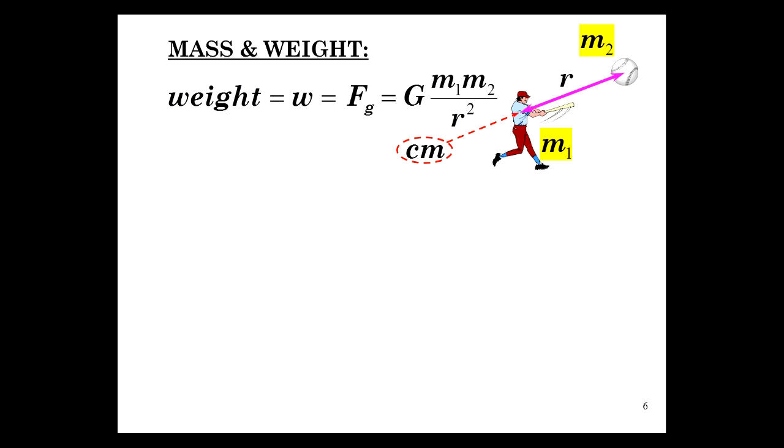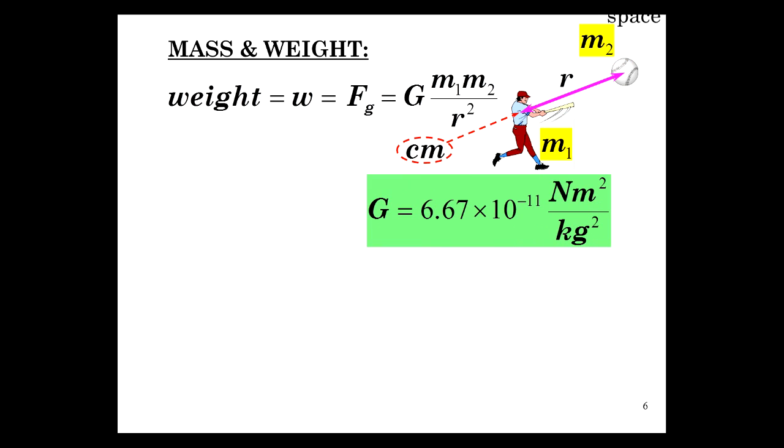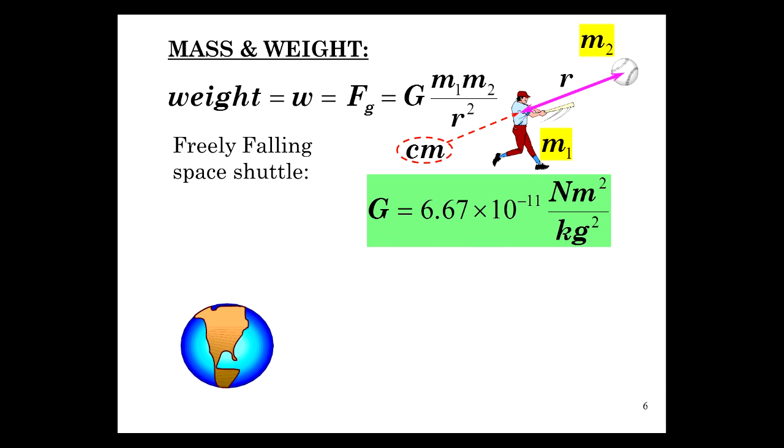So here we have two masses, m1, the center mass right here, from that point to the center mass of this object that is in association with this entity, m2, separated by distance r. That force follows this equation, where the proportionality constant is very small.